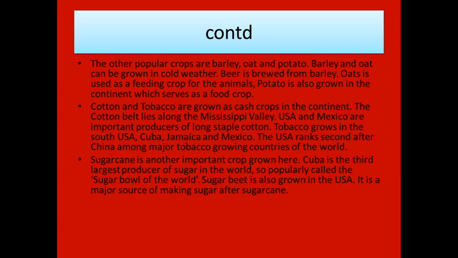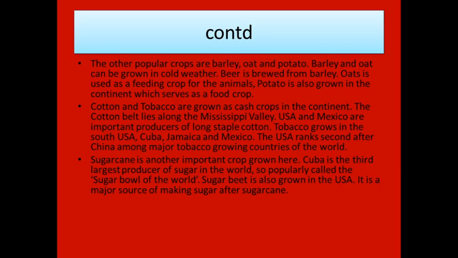Cotton and tobacco are grown as cash crops in the continent. The cotton belt lies along the Mississippi Valley. USA and Mexico are important producers of long staple cotton. Tobacco grows in the South USA, Cuba, Jamaica and Mexico. The USA ranks second after China among major tobacco growing countries of the world.